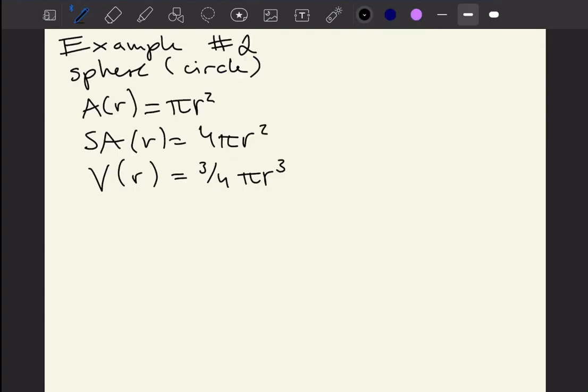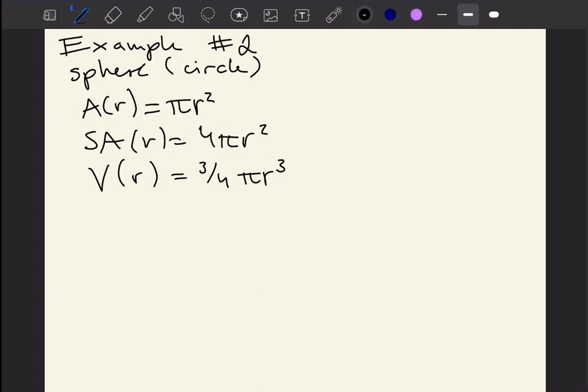Alright, so this is our second and final example where we're looking at a sphere, right? And the properties of a sphere. And here, look, they're all expressed in radius, right? So this is their common variable. They're all using radius to get the final answer. And here we have the formula for the cross section of the sphere. Here we have the surface area of the sphere. And here we have the volume of the sphere, right?